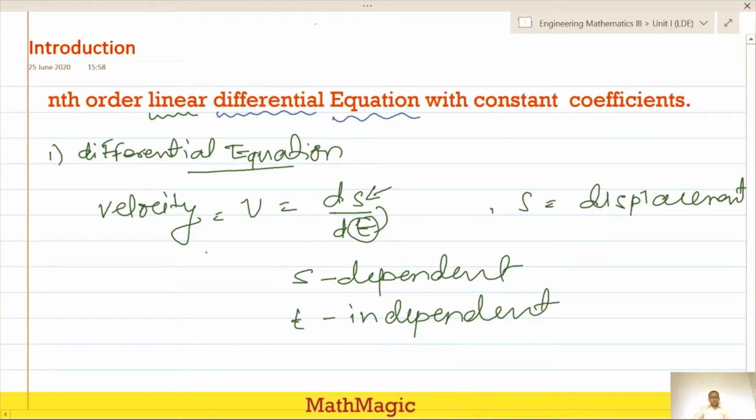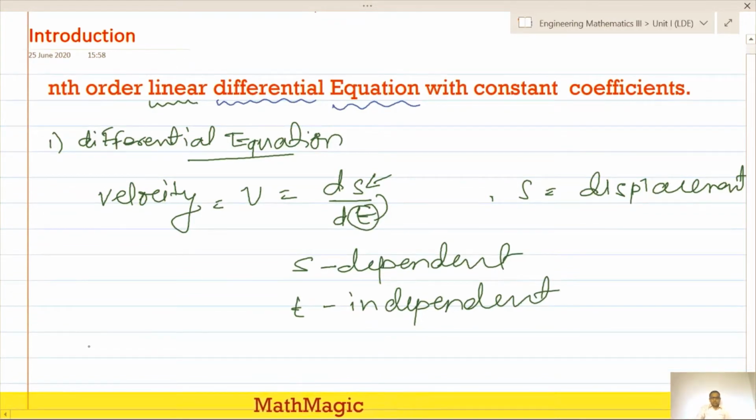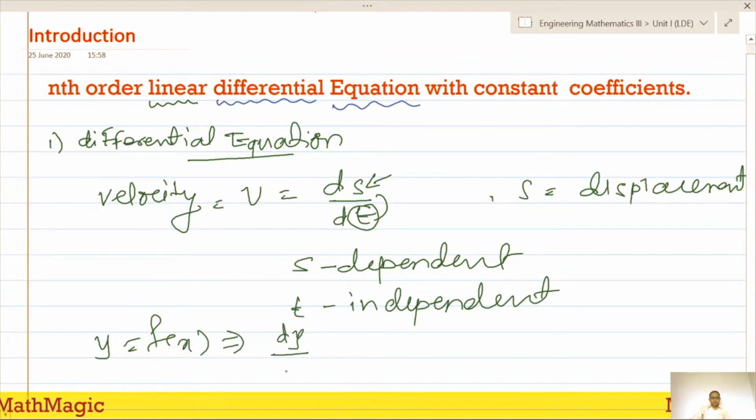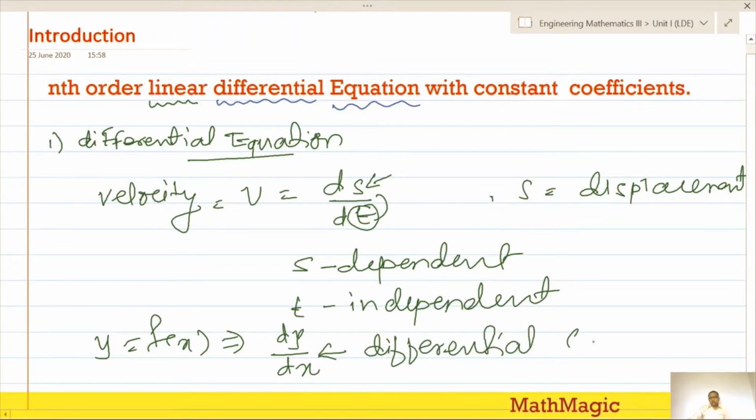Like this, suppose we have the function y is equal to f(x), y is a function of x. If we differentiate y with respect to x, we get dy by dx. This is the differential coefficient. Here y is dependent and x is independent. Got it?